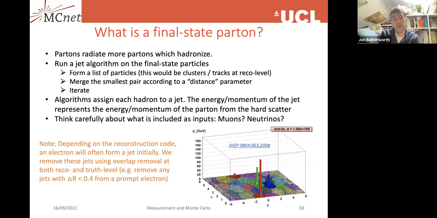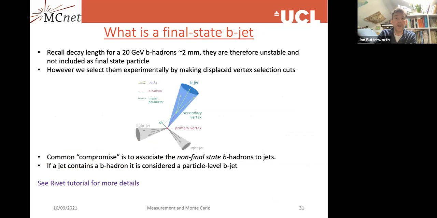For instance, in a reconstruction code, an electron will be in the calorimeter, will often form a jet initially, and then you need to have some criteria about how you say, no, this wasn't a jet, it was an electron, I'm going to remove it from my jet list and include it as an electron. All of those things require decisions which are not trivial. They're often made once and for all in a detector's code, but you need to be clear about what's been done if you want to reproduce them in a theory calculation.